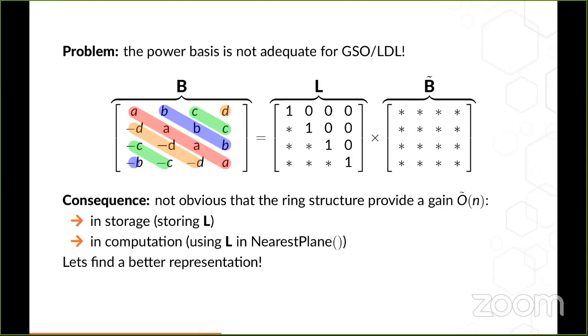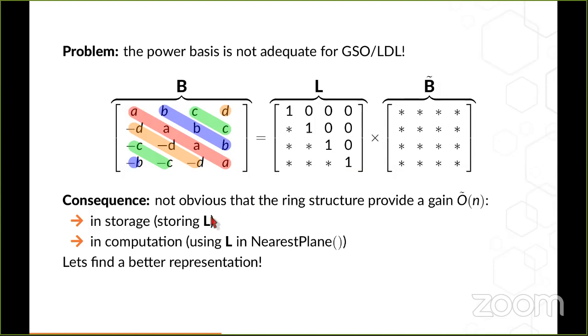So the problem with doing that is that the power basis is not adequate for the GSO or the LDL. So in the example that we take, when we have the matrix B, it has a nice anti-circulant structure. But when we compute the Gram-Schmidt orthogonalization, then the matrix L and the matrix B tilde are not anti-circulant at all, and they don't have any obvious structure. And so, for example, it's not obvious that there is an efficient way to store L in storage big O of n.